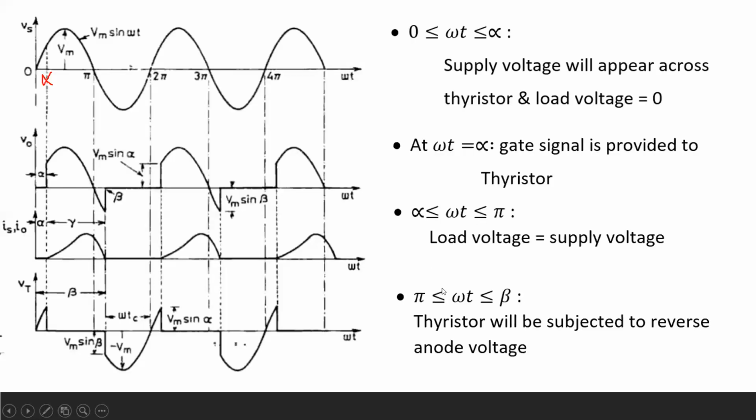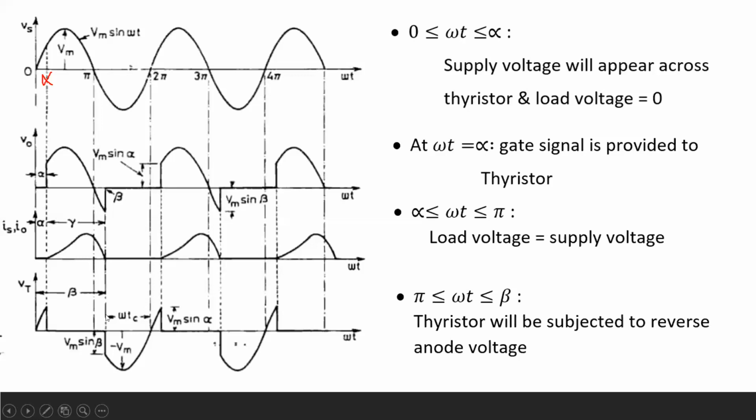Here beta is known as the extinction angle, right? Okay, the extinction angle is the angle at which the load current goes to zero, right? This is known as the extinction angle. Okay, and the extinction angle is measured from the zero position. Okay, this is the zero and this is the beta. Extinction angle is measured from the zero position.